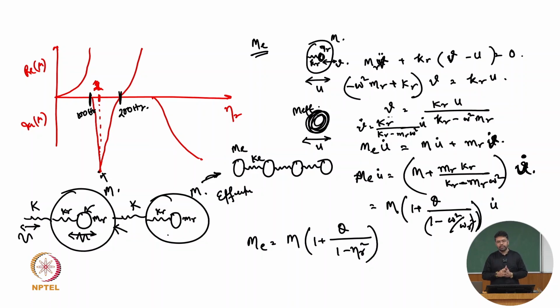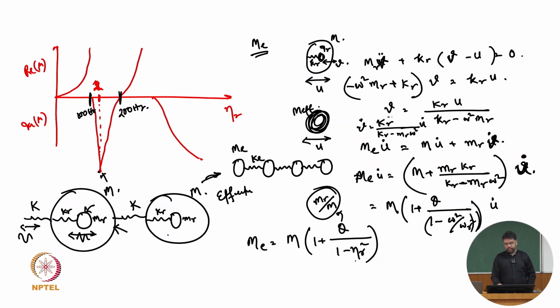Now think, if that becomes my effective mass, then what does it tell us? So what is theta? Again, theta is nothing but mr divided by M. So that is the mass ratio: the mass inside divided by the mass in the external unit. That is the mass ratio.